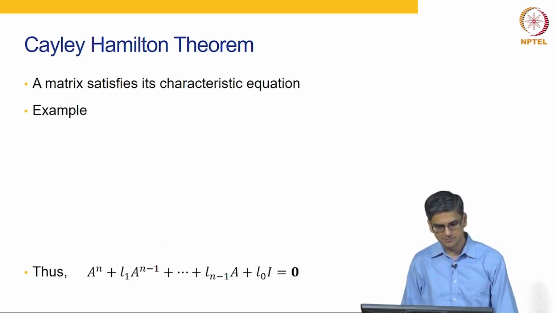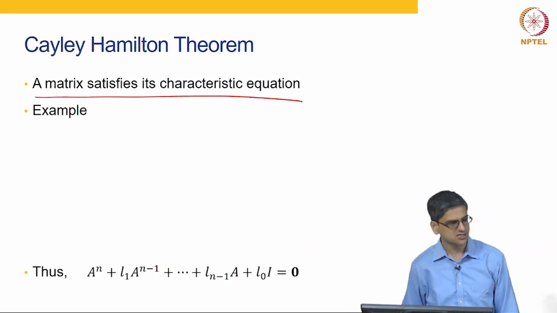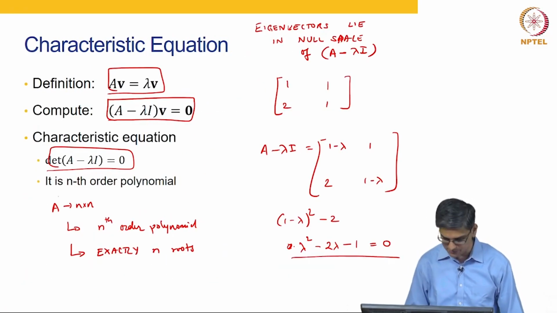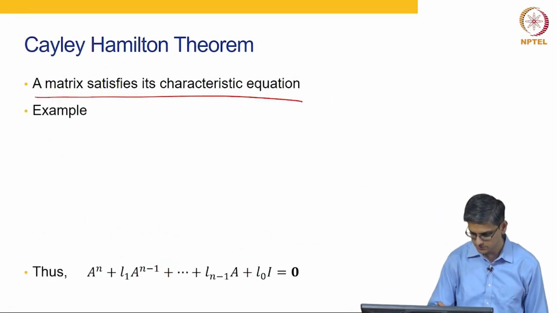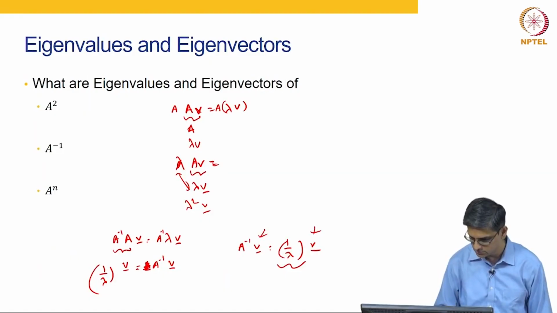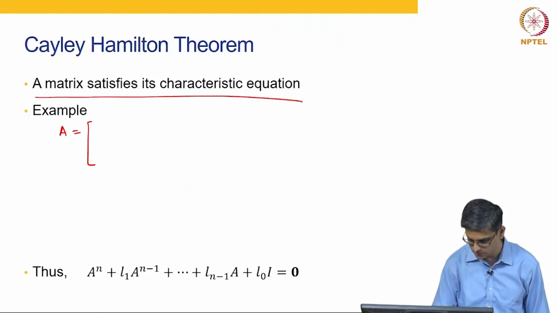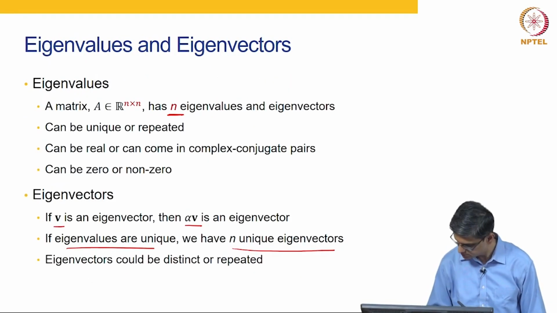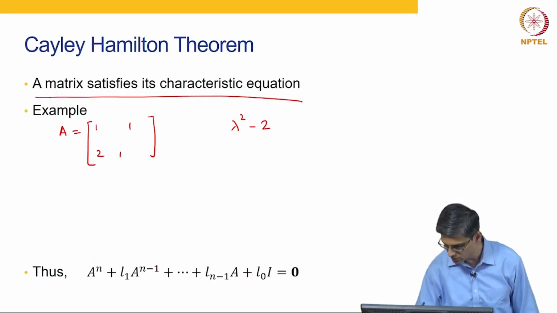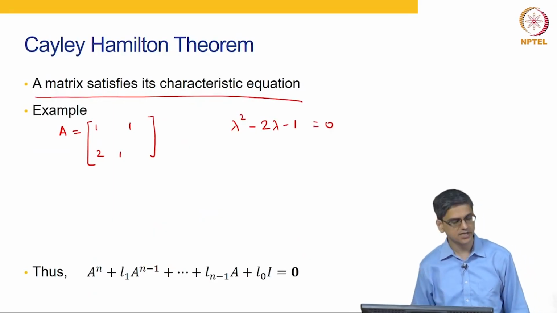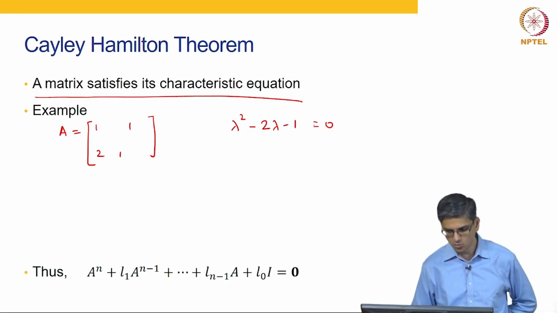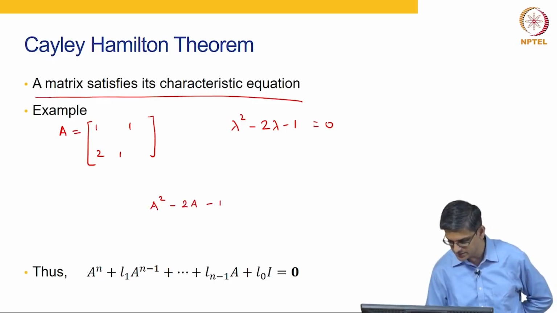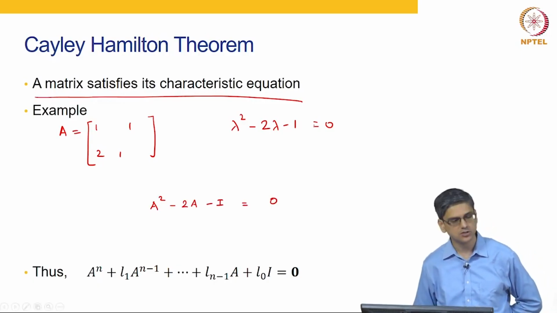The other interesting thing is a matrix satisfies its own characteristic equation. Okay. So, here the characteristic equation is lambda square minus 2 lambda minus 1. So, if A was [1 1; 2 1], lambda square minus 2 lambda minus 1 equal to 0 is the characteristic equation. What Cayley-Hamilton theorem says is that A square minus 2A minus identity will also be equal to 0.